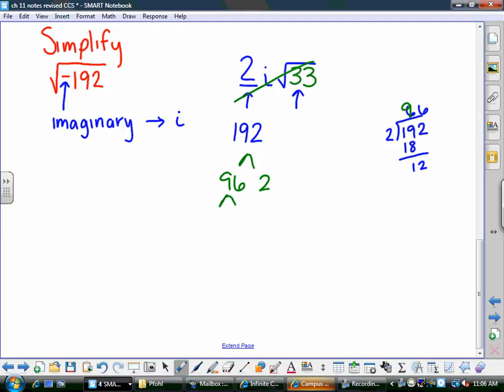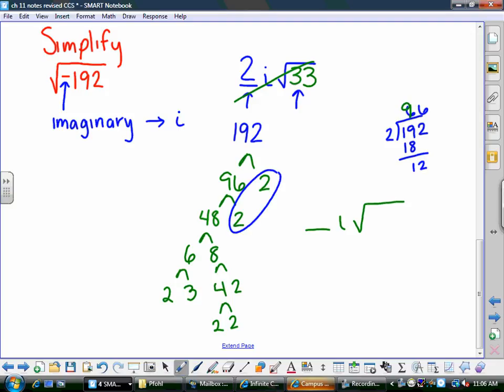96 is 2 times 48. And 48 is 6 times 8. 2 times 3. So there's many more pairs. Okay, so it's something i square root of something. The ones that have pairs go outside. Pair of 2's, pair of 2's, pair of 2's. So outside I'm going to have 2 times 2 times 2, 1 from each pair. And on the inside is a 3. So 2 times 2 times 2 on the outside is 8i square root 3.